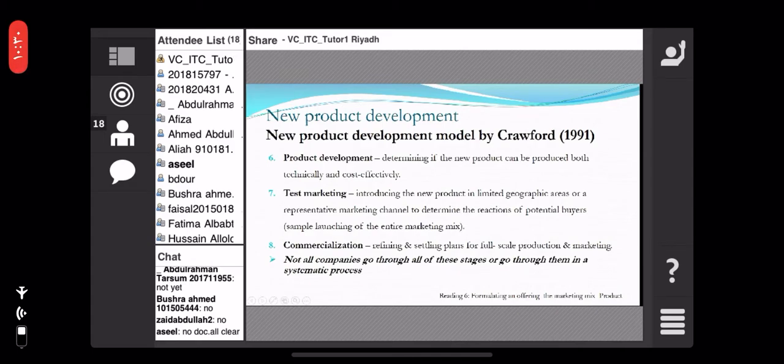We call it commercialization. Not all companies go through all of these stages or go through them in a systematic process. Of course, every company has its own style. However, these 8 steps in new product development are usually, not always, but usually applied when it comes to new product development.